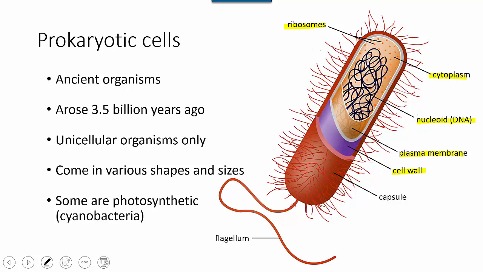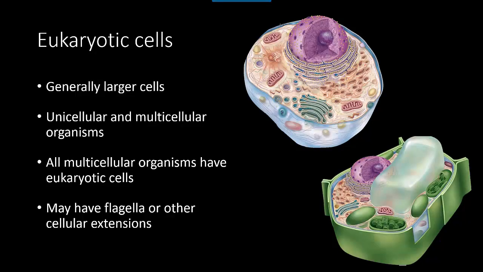Some bacteria may also have a protective layer called a capsule covering their cell wall, and others have long cellular extensions called flagella that function for locomotion. Eukaryotic cells are much more complex than their prokaryotic cousins, and they're typically larger as well. Eukaryotic organisms may be unicellular or multicellular, but all multicellular organisms are composed of eukaryotic cells. Some of these cells may also have flagella or other cellular extensions, but they're structurally different than those of prokaryotes. Several groups of organisms have this cell type, but we'll look at plant cells and animal cells in detail.